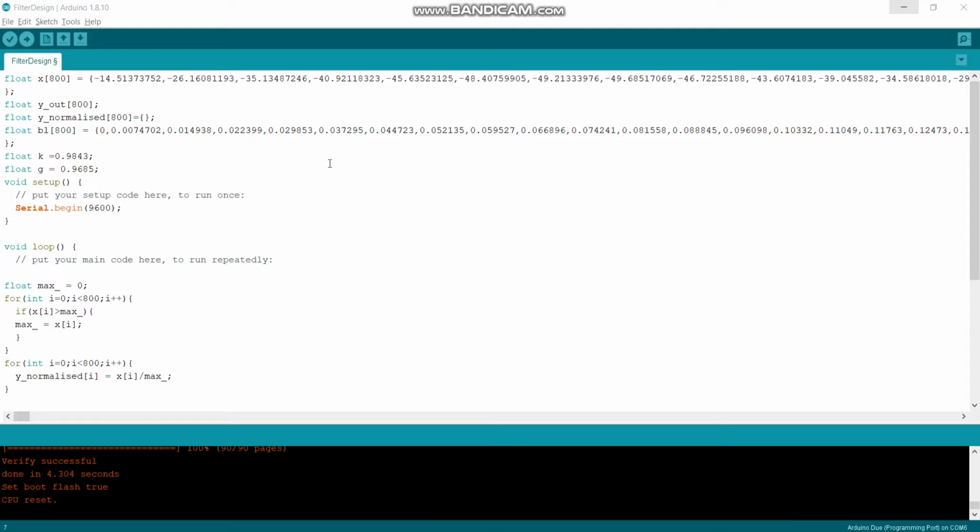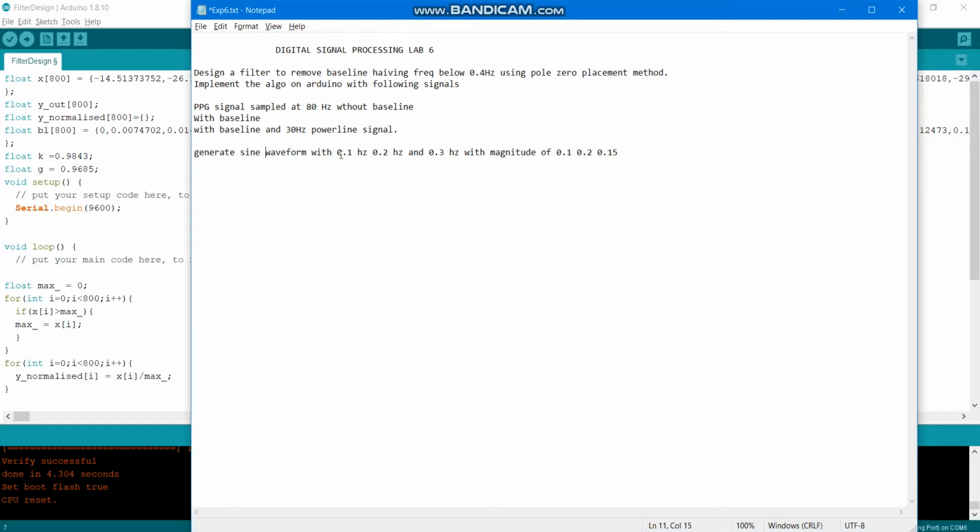Now that we know that we have designed a filter correctly, we need to visualize these baseline components. One good way to visualize these baseline components is to generate sine waveforms with frequencies of 0.1 hertz, 0.2 hertz, and 0.3 hertz with the respective magnitudes of 0.1, 0.2, and 0.15 using MATLAB. Then we can add these baseline waveforms to the original PPG signal without baseline, and see if we can obtain a very similar waveform to the one with the baseline.